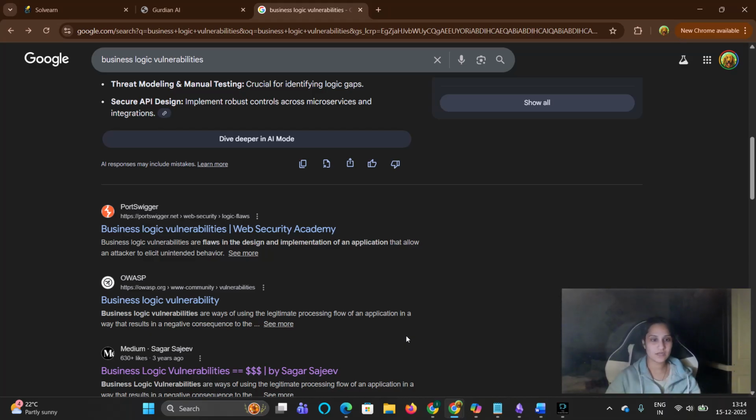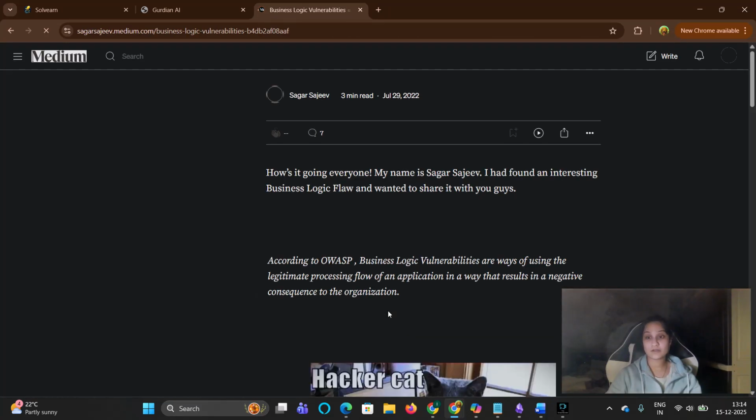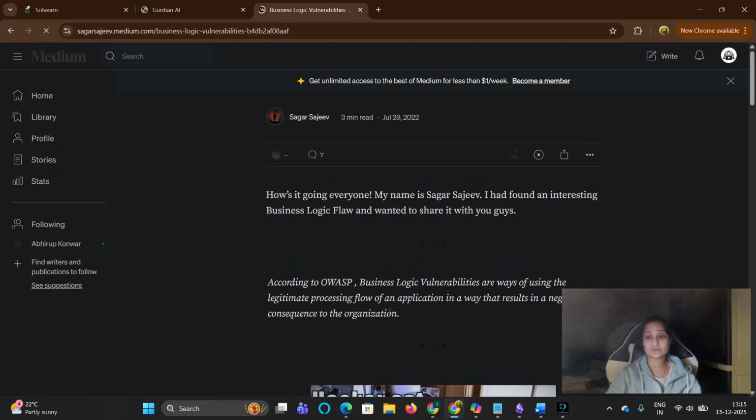So let's go ahead, and there we go. This is from Sagar Sajeev. I would definitely give the whole credit to Sagar Sajeev, whoever he is, who has written this wonderful write-up on the business logic vulnerability, showing how the legitimate processing flaw of an application can be abused and cause a mess for an organization.